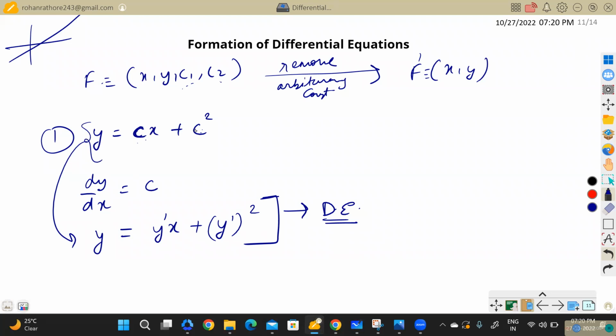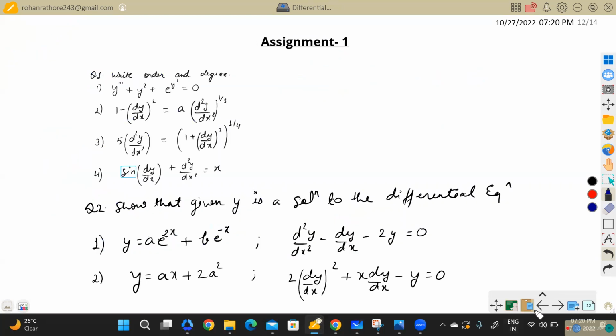Y is equal to cx plus c square. So we are doing the same thing as in the previous exercise. It's like the same continued. Here you'll get some more curves like circle, like ellipse. So you have to find the differential equation representing these curves also. So let's do some of the questions, then move on to the exercise.